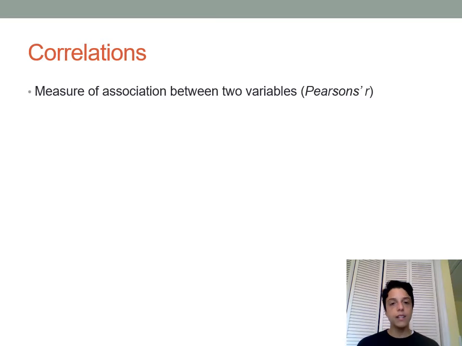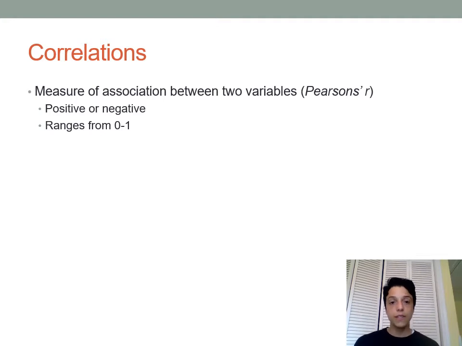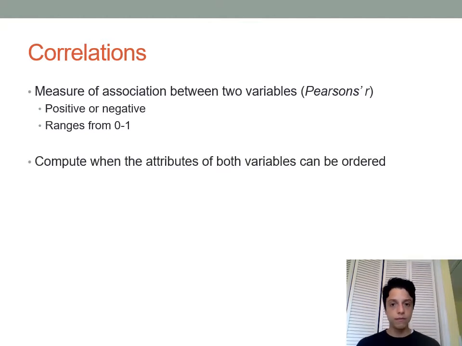And a correlation specifically is a measure of association between two variables. It also is referred to as Pearson's R or just R. This R value that we're going to be looking at can be positive or negative and ranges from 0 to 1. And these two different aspects of it, whether it's positive or negative and how big it is between 0 and 1, tell you information about the relationship between the two variables that you're looking at.